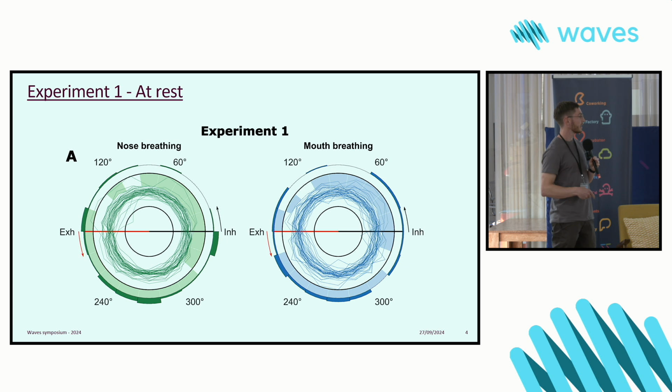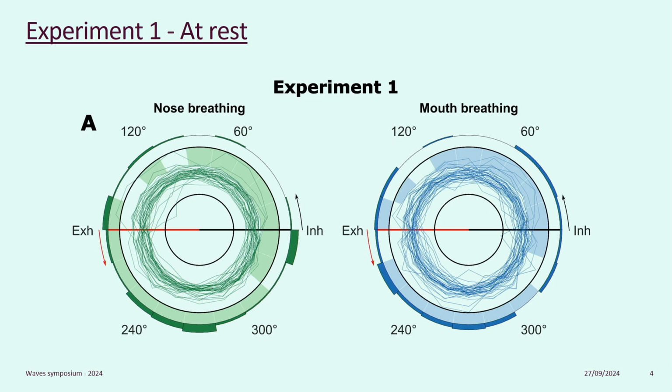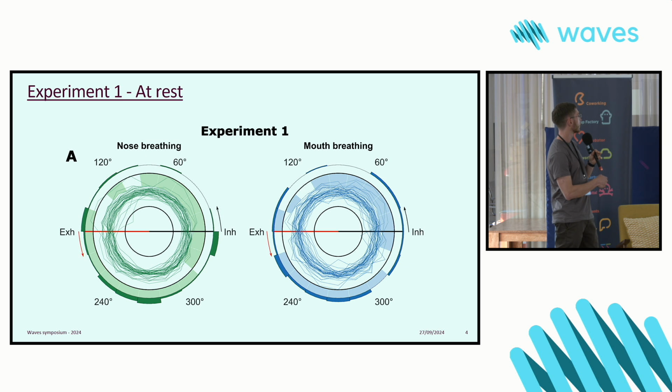The figure is a bit complex, so I'll try to walk you through it. In green, you see the results for nose breathing, and blue for mouth breathing. Basically, here we have the respiratory cycle, with 0 degrees being inhalation, 90 degrees is peak inhalation flow, 180 degrees is exhalation, and 270 degrees is peak exhalation flow. These individual lines on the inside are the normalized pupil size from all the individuals. As the lines come closer to the inside of the circle, pupil size is smaller, and as they go further to the outside, pupil size is larger.